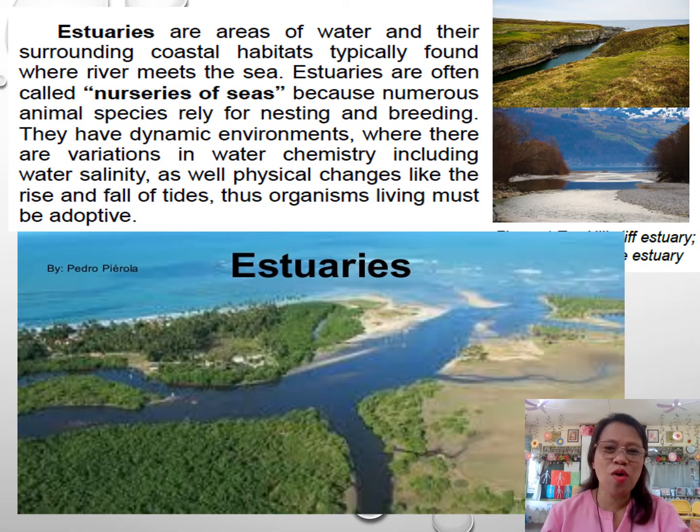Estuaries are areas of water and their surrounding coastal habitats, typically found where a river meets the sea. Estuaries are often called nurseries of the seas because numerous animal species rely on them for nesting and breeding. They have dynamic environments where there are variations in water chemistry, including water salinity, as well as physical changes like the rise and fall of tides. Thus, organisms living there must be adaptive.